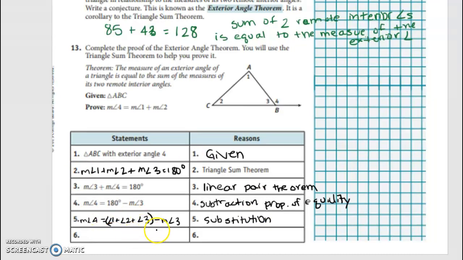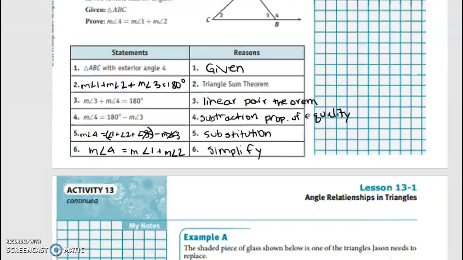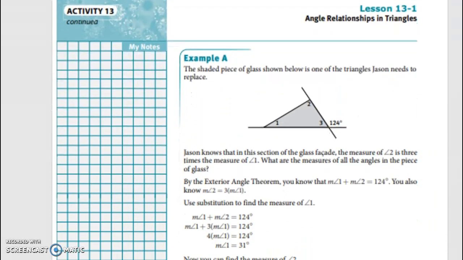So now, if we actually do this equation, we have the measure of angle 3 minus the measure of angle 3. So these will just subtract out, and we have the measure of angle 4 is equal to the measure of angle 1 plus the measure of angle 2, which is what we were trying to prove. And how did we do that? We simplified. Okay, so we just used this proof to prove the exterior angle theorem. Okay, go ahead and turn the page.